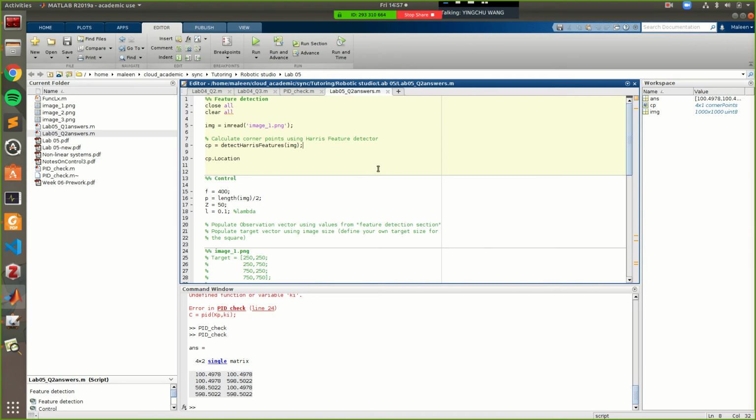Oh, hi, Mali. Yeah. Sorry for the interruption. Yes. So for the z value, is the distance between the gripper to the.